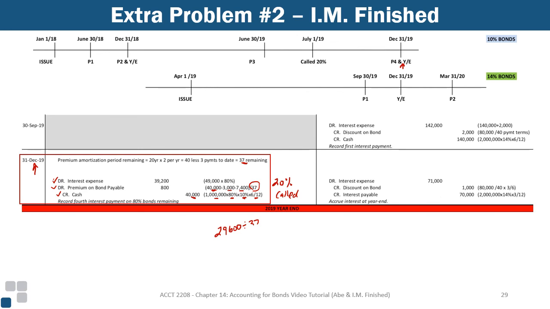So debit the premium, 800, and then plug the interest expense to be 39,200, or the original 50,000, right? If you want to go back to the original, there is 50,000 minus the normal $1,000 in premium amortization. That's where this 49 comes from to get you 80% times 80% gives you 39,200.